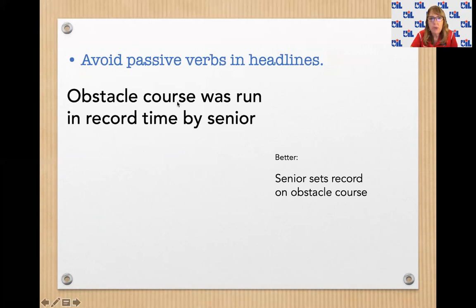Avoid passive verbs because we want active verbs. "Obstacle course was run in record time by senior." Okay, that's passive voice, and we've got that nasty be verb right there, "was." So: "Senior sets record on obstacle course." Active voice, much better. We get rid of that be linking verb, and all is well in the world. Woo! Yes, all is well when we use active voice.